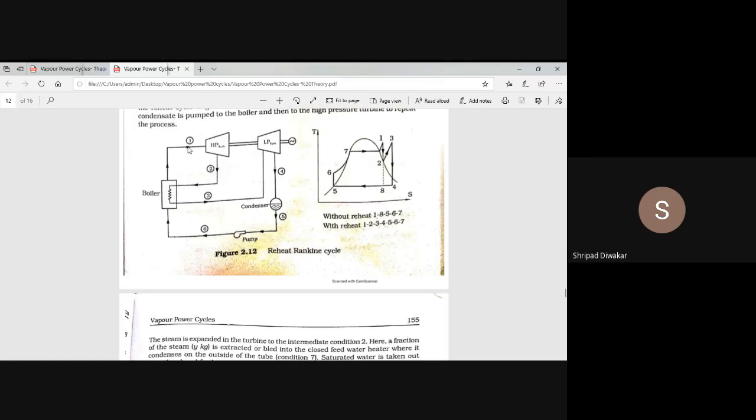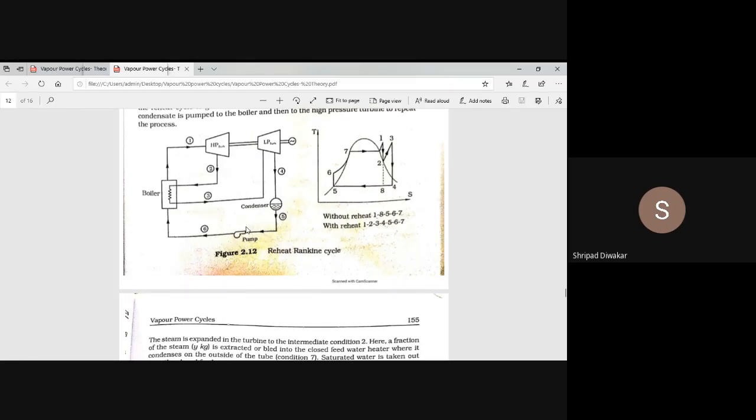I'll repeat once again. In case of reheat Rankine cycle, the steam is expanded in two stages. One is in HP stage and one is in LP stage. After expanding the steam in HP stage, it enters into the boiler where the heat addition takes place. That reheated steam enters into the LP turbine. Once again the expansion takes place, and the final steam expanded in the LP turbine then enters into the condenser where condensation takes place, the change in phase from vapor to liquid, and from the condenser it enters into the pump.